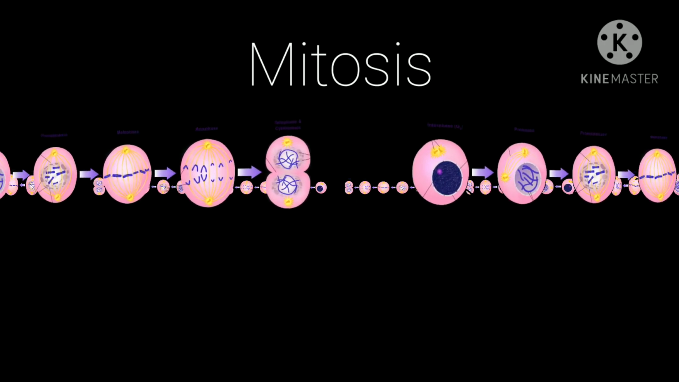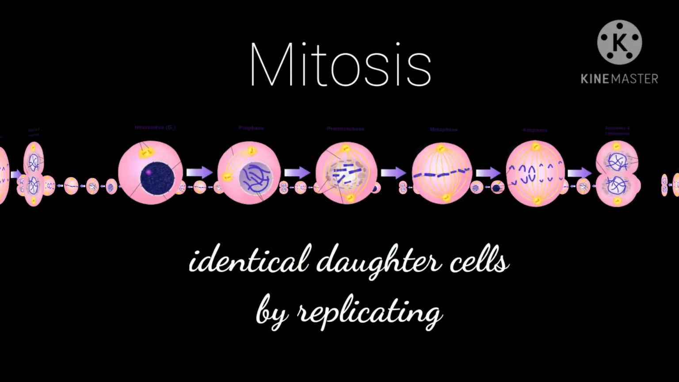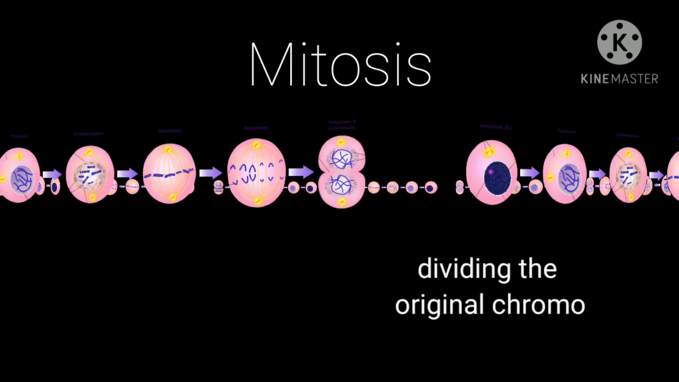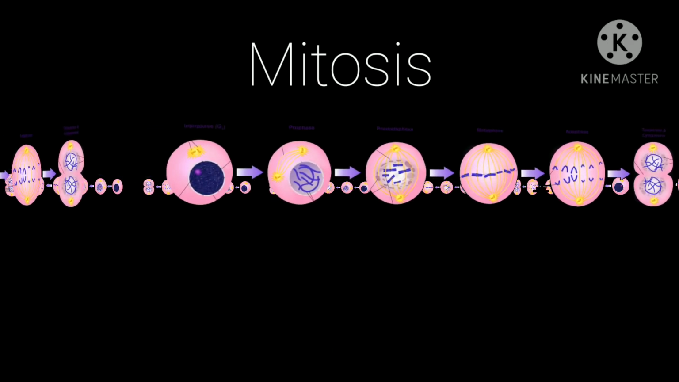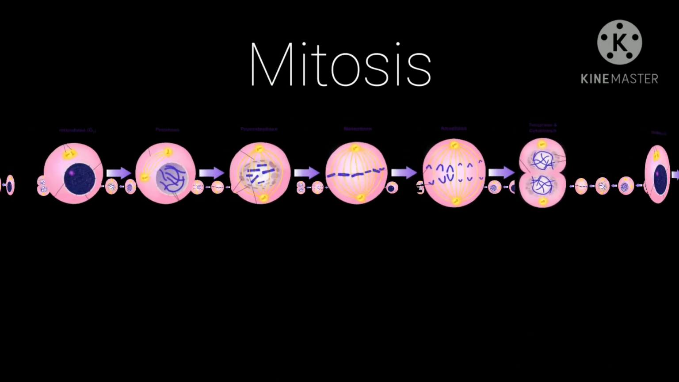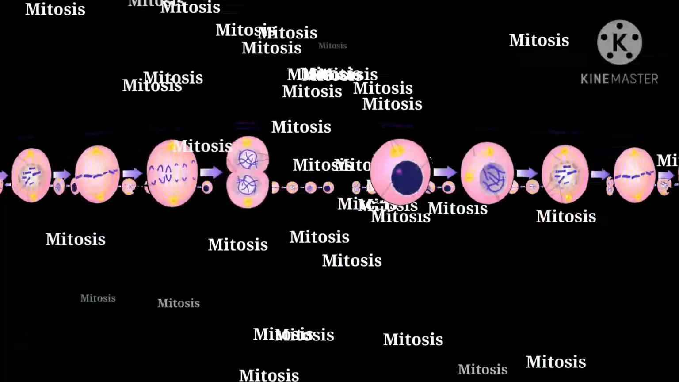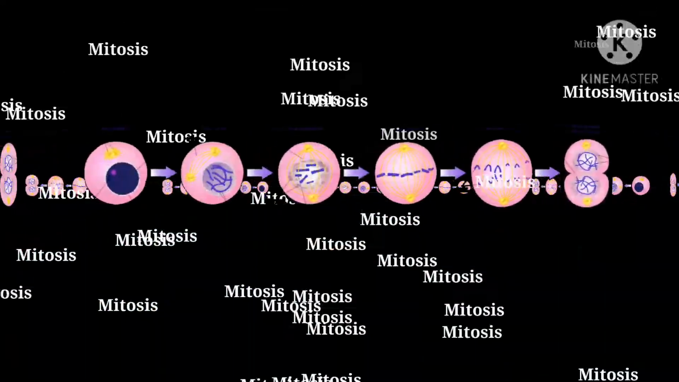Mitosis is the process of forming generally identical daughter cells by replicating and dividing the original chromosomes, in effect making a cellular xerox. Mitosis deals only with the segregation of the chromosomes and organelles into daughter cells.